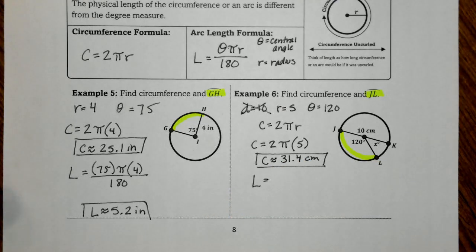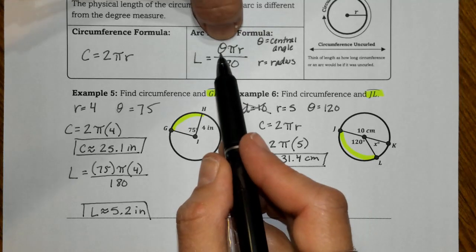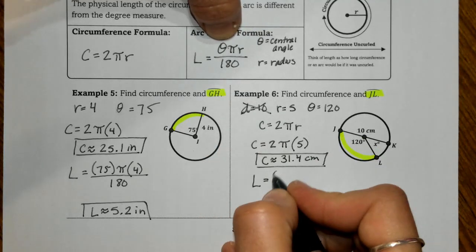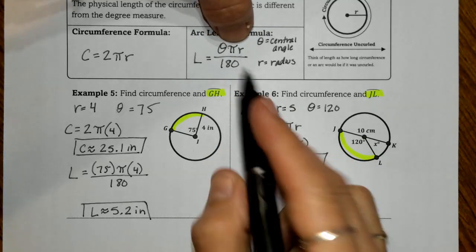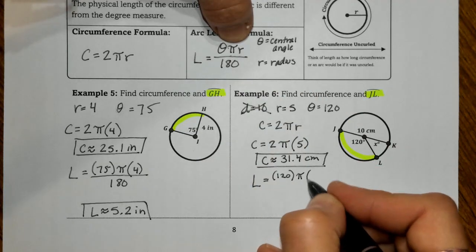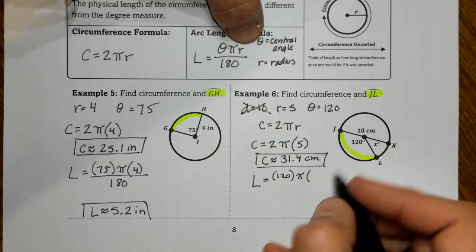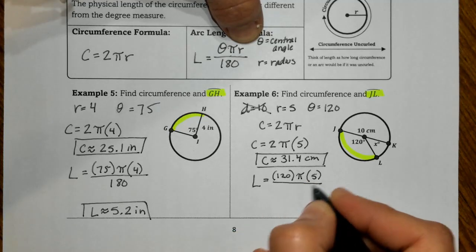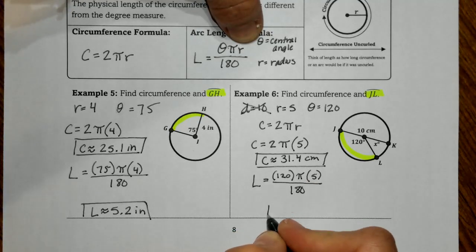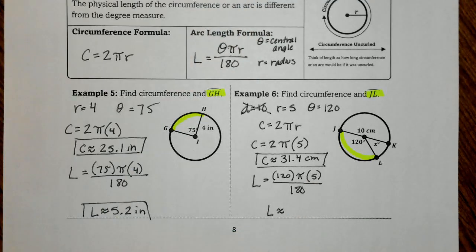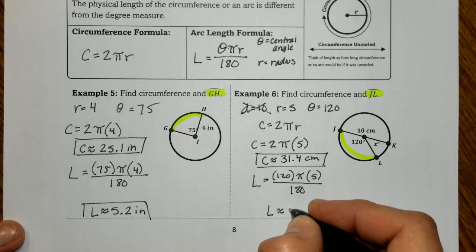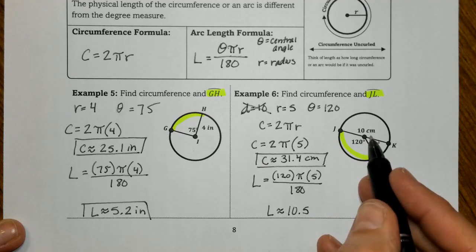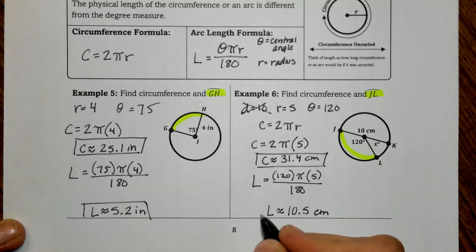Arc length. All right, back up to our formula here. Theta, the central angle 120, times pi, times the radius of 5, all over 180. We plug everything into the calculator and let the calculator do everything for us. We're going to wind up with approximately 10.5, and this is measured again in centimeters.